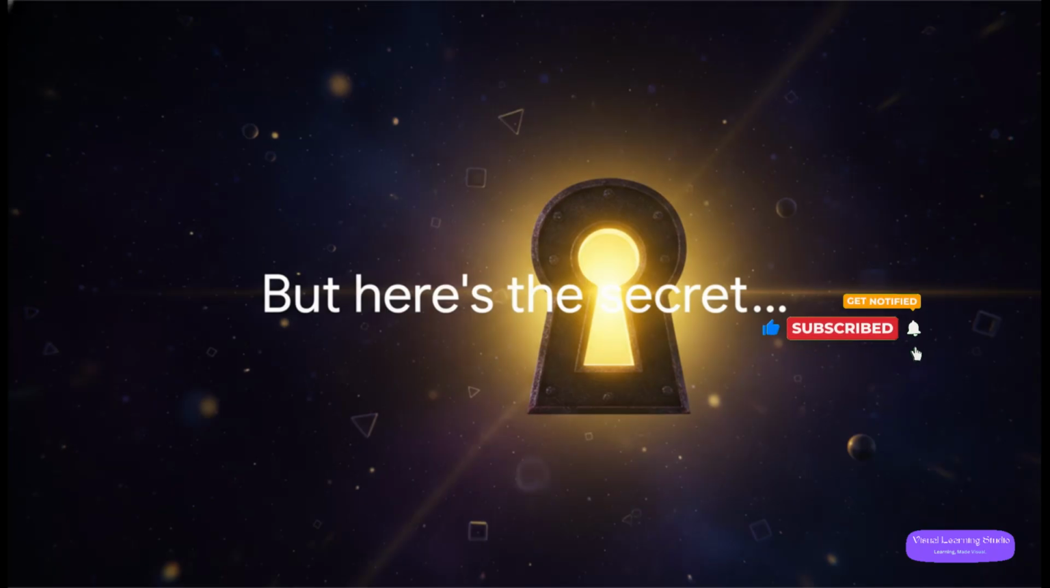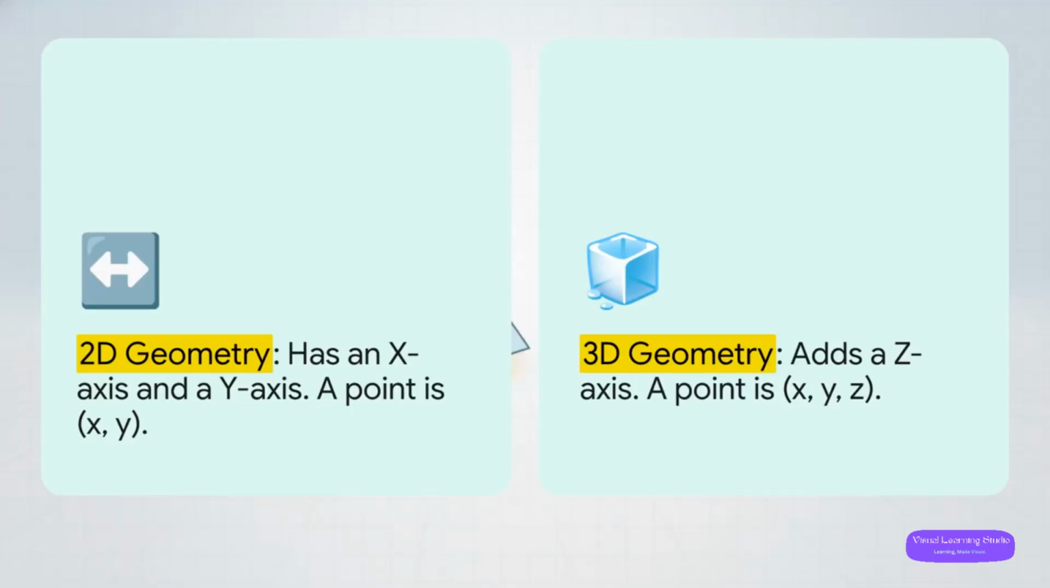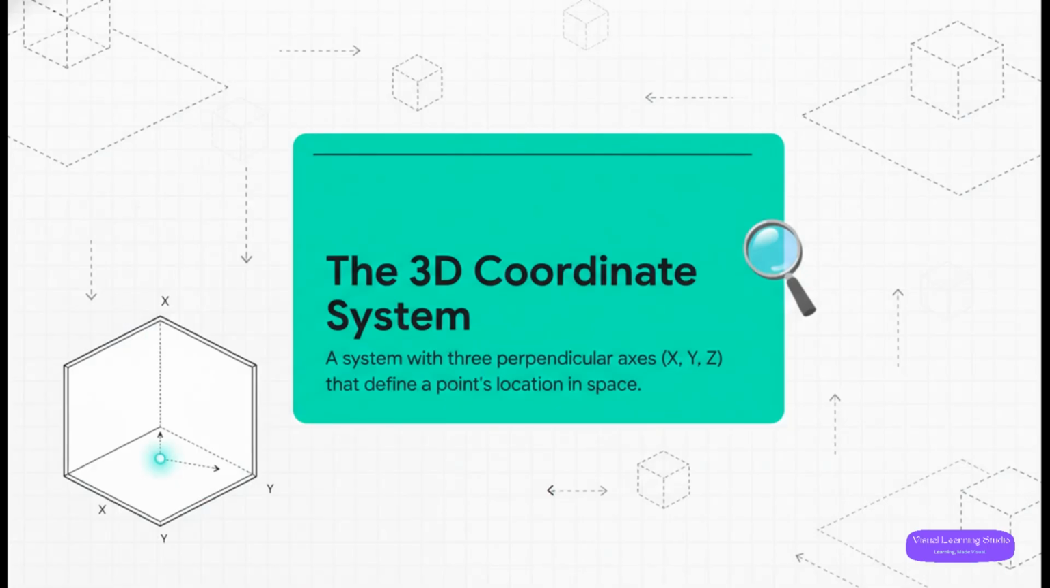But what if I told you there's a secret to cracking this whole topic? It's actually simple. Seriously, this is it. If you get 2D geometry, you've totally got this. You really do. Check this out. The only real difference is that one extra letter, Z. That's it. Just look at the corner of your room.